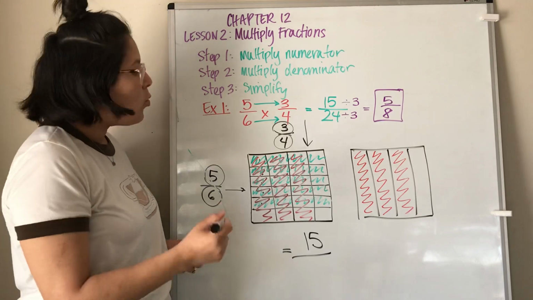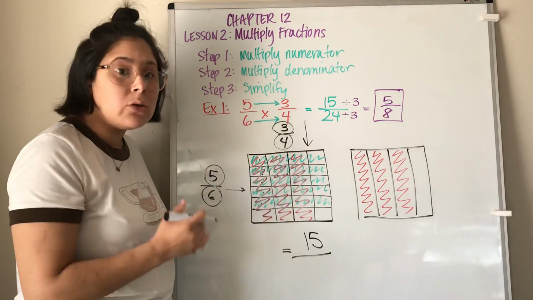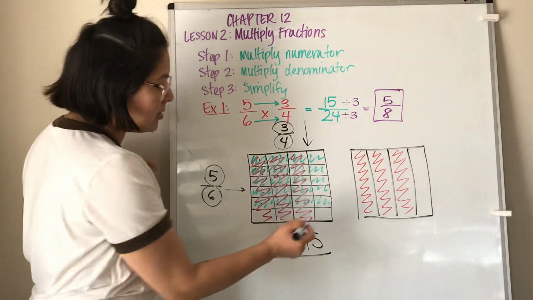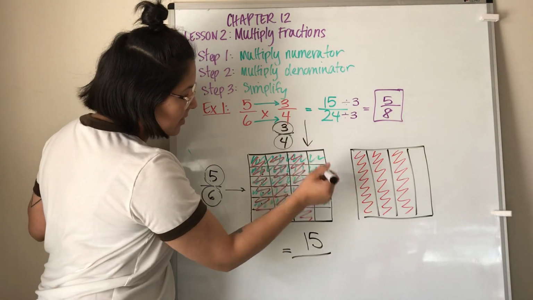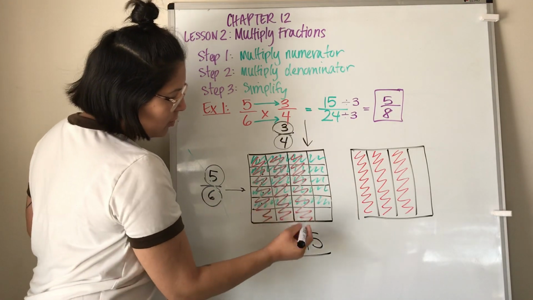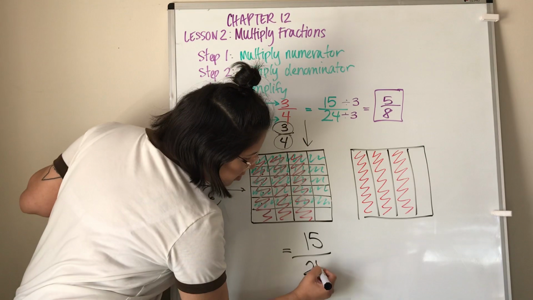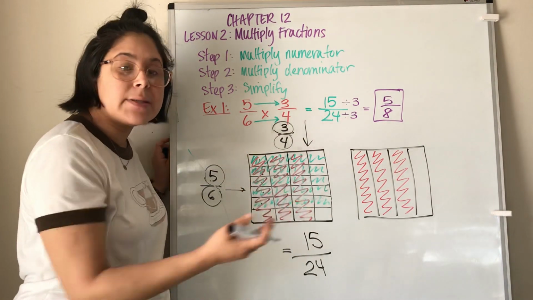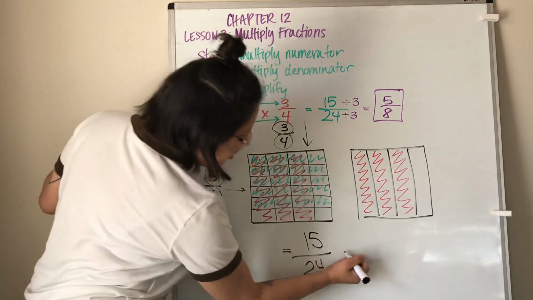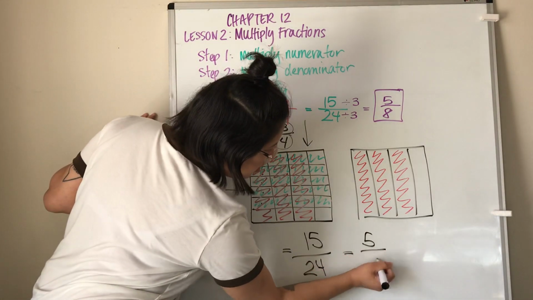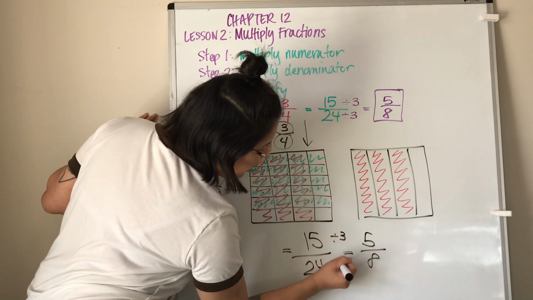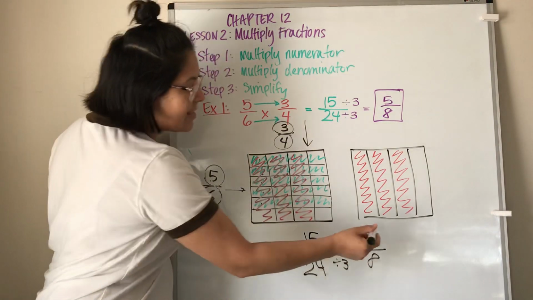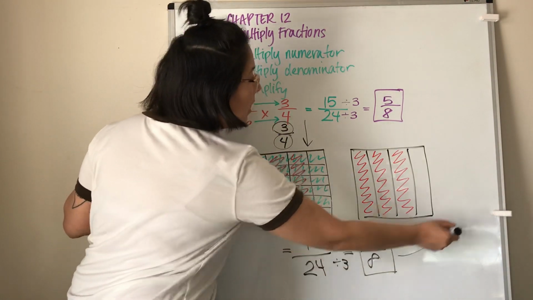Step 5 was to count the total number of squares in that box. 1, 2, 3, 4, 5, 6 times 1, 2, 3, 4 is 24. So there's 24 boxes here, okay? And then step 6, simplify. If I divide top and bottom by 3, I get the same answer, okay?